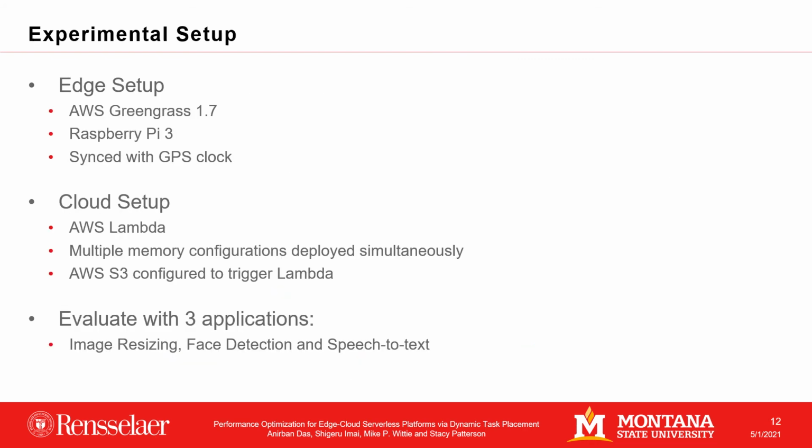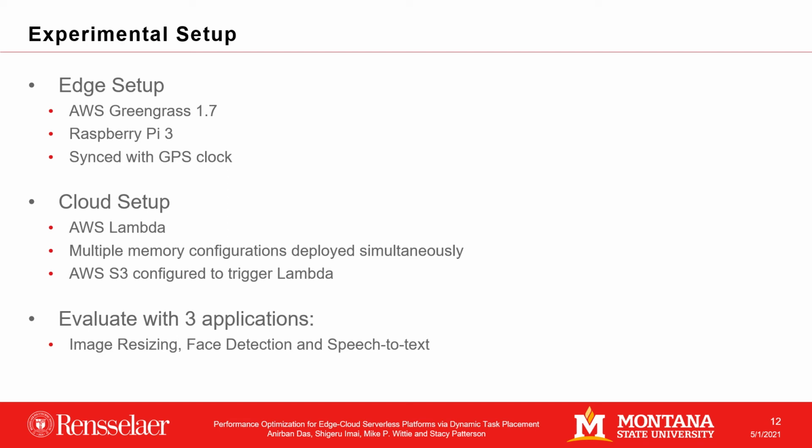So the following is our experimental setup. In the edge setup, we are using AWS Greengrass 1.7, and as an edge device, we are using a Raspberry Pi 3B. And our Raspberry Pi is synced with a GPS clock in order for us to calculate the exact latency and the differences. In the cloud setup, we are using AWS Lambda to execute serverless functions in the cloud. We are using multiple memory configurations, which are deployed simultaneously for each function in the public cloud.